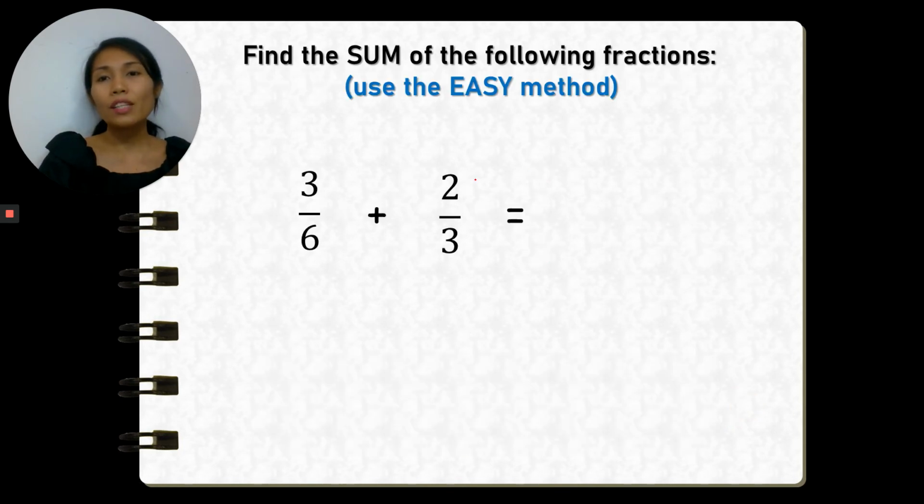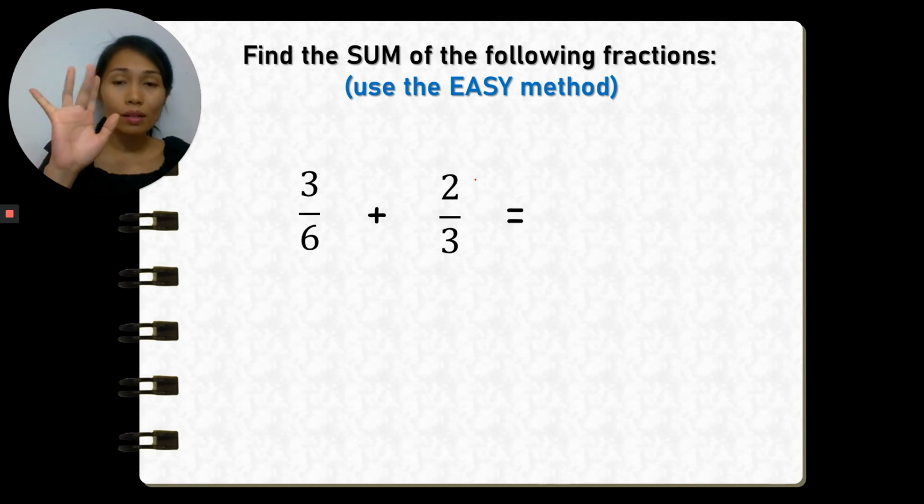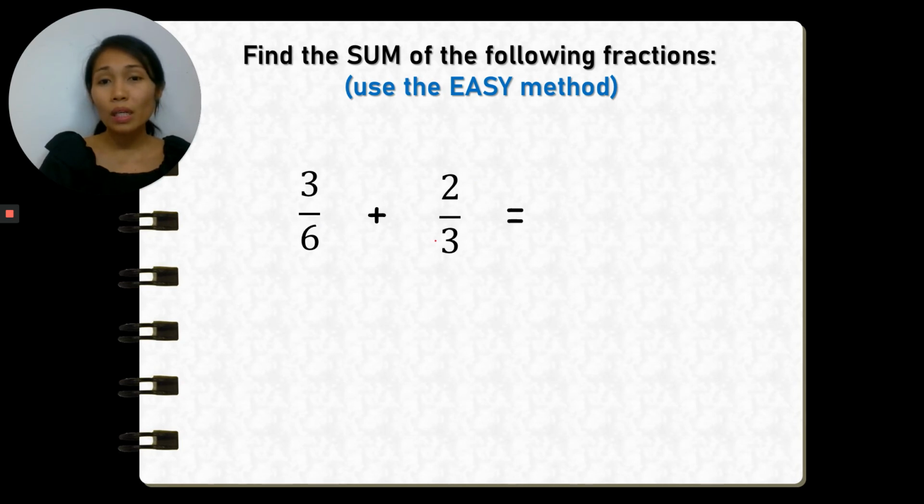Okay, so let's try to use this to answer this. Find the sum using the easy method, the third method. Okay, let's try. Since when we're dealing with just one-digit fractions, then we can use this method. So since these are all single-digit fractions, let's use the easy method, the cross multiplication method. We don't need to find the LCD. We can proceed with cross multiplication.